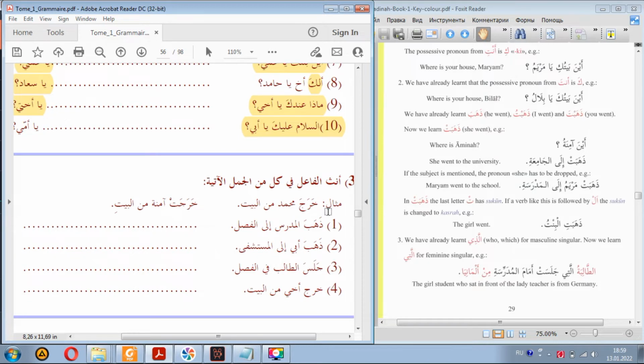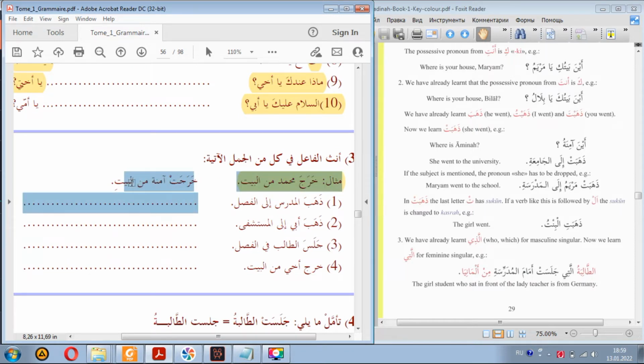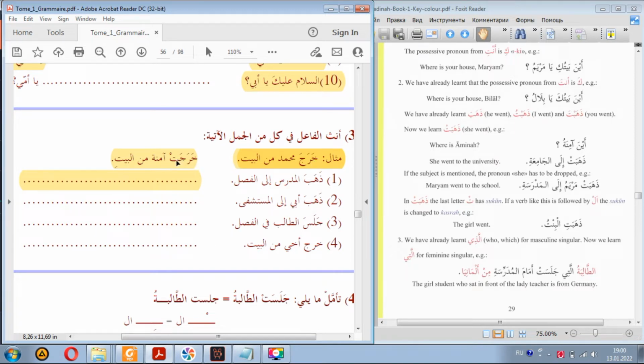So in the third exercise, again we have an example, like مثال: خرج محمد من البيت, and then this sentence is turned into feminine. خرجت آمنة من البيت. خرج, he went out. خرجت, she went out. ذهب المدرس إلى الفصل. The teacher went to the class. And here we need to say ذهبت. We need to add this ta with sukun, because we imply a woman.